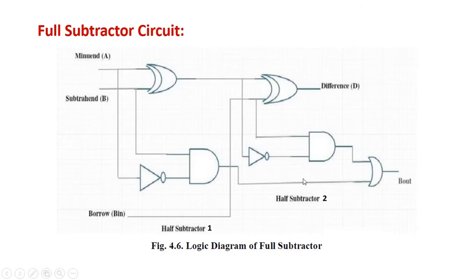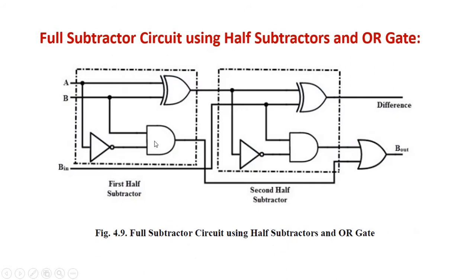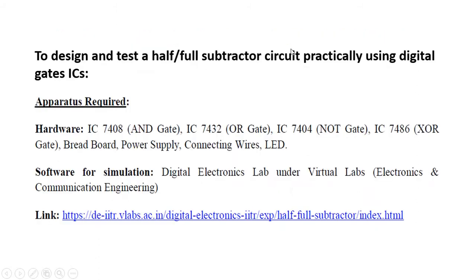And by using this OR gate, we will OR both the borrows from both the stages, and we get the final borrow. So for difference we require these two XOR gates, and for borrow we OR both the borrows from both the stages. So we can see we use two half subtractors and one OR gate to form a full subtractor using half subtractors.